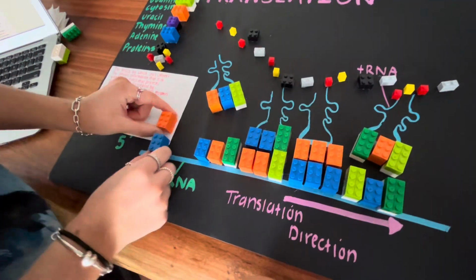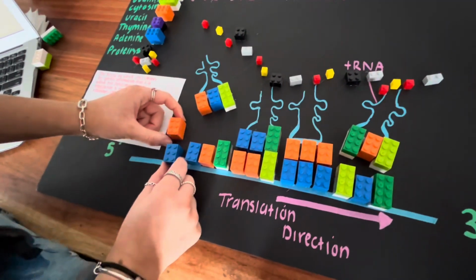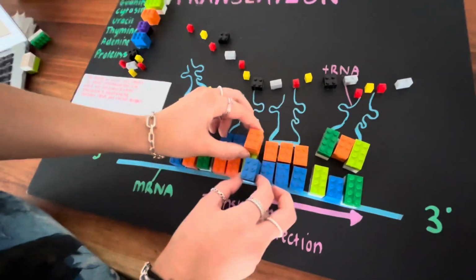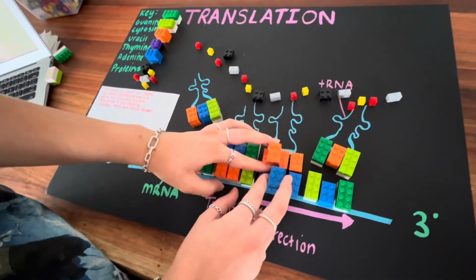The bases move along the mRNA strand from the 5' to the 3', moving along, getting taken onto the tRNA, and then connecting with the proteins all the way down.